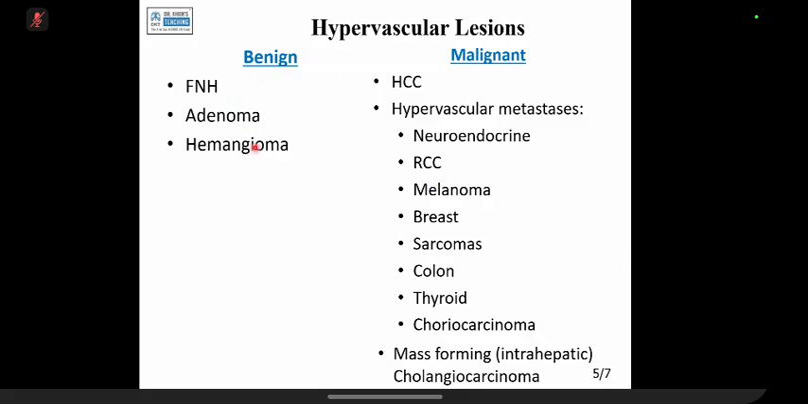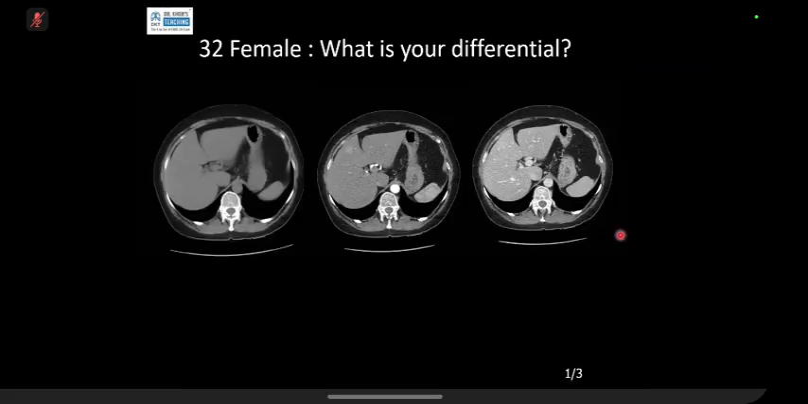So FNH, adenoma, hemangioma, these are small in size, and they can be benign. Malignant lesions include HCC and hypervascular metastasis. In radiology, we ask this question also, which metastases are usually hypervascular, though the list is more than that. And then cholangiocarcinoma, we call it mass forming cholangiocarcinoma.